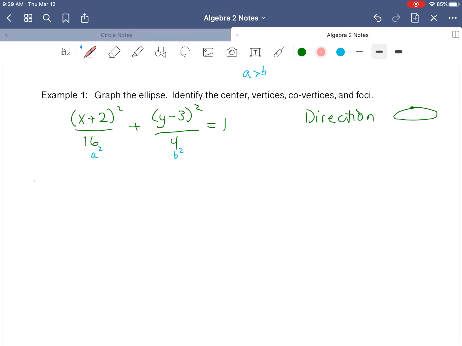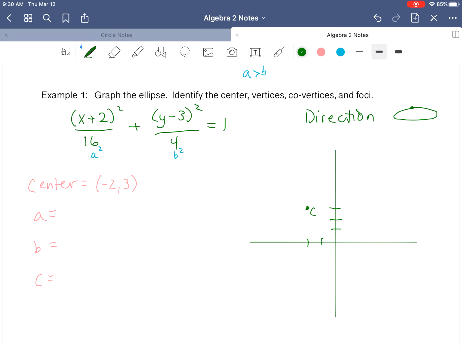Then what we need to find is our center, our A value, our B value, and our C value. If you can get those four things, you'll be able to graph everything very quickly. So the center always comes from the x and the y, so the x value is going to be -2, the y value will be +3. So we'll go ahead and get our graph set up. So we'll have the point (-2, 3).